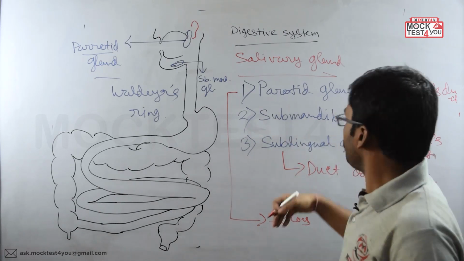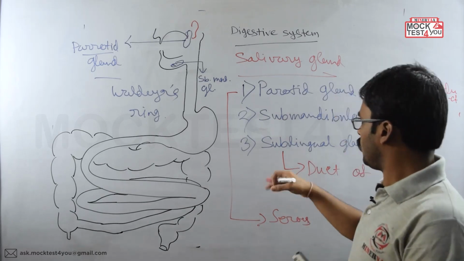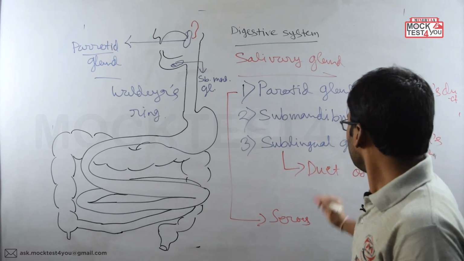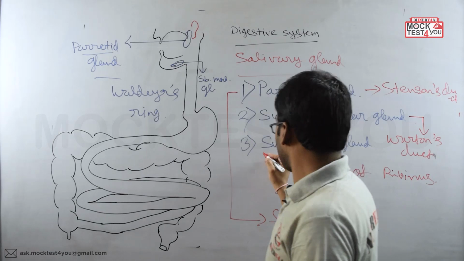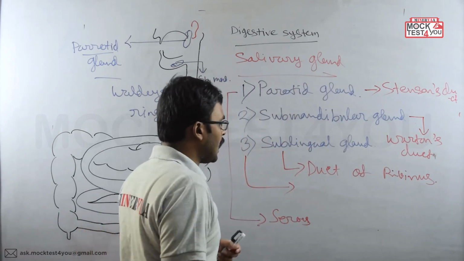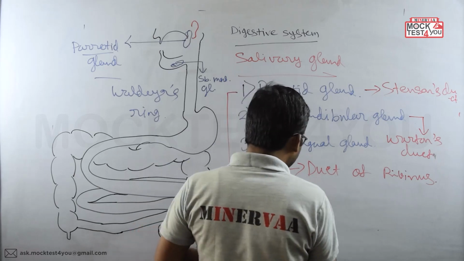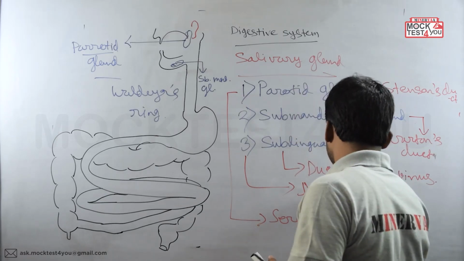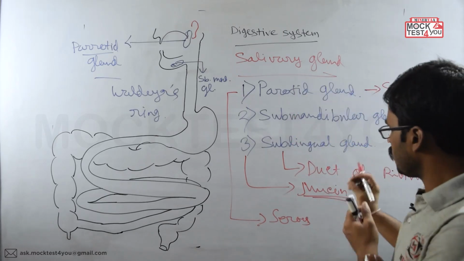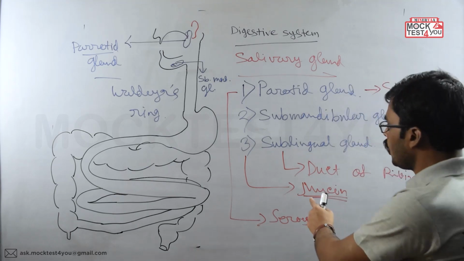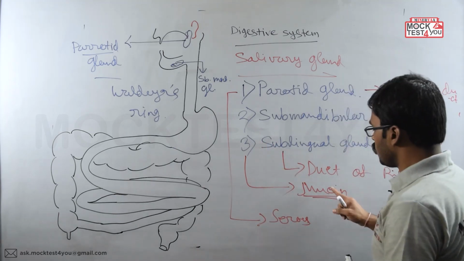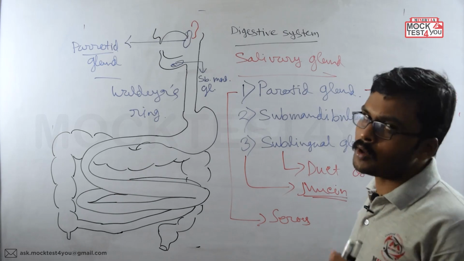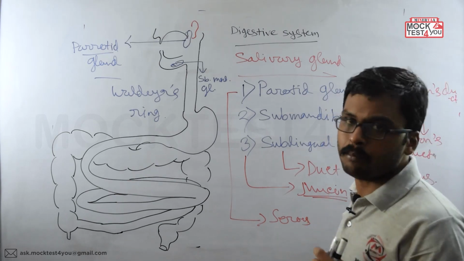As for the submandibular gland, I am coming to it afterward. Before that, I am just talking about the sublingual gland. The sublingual gland secretion is rich in mucin. Mucin means which is rich in mucus. Mucin is a substance because of which the mucus is produced. So the sublingual gland secretion is quite rich in mucin, or you can say mucus.